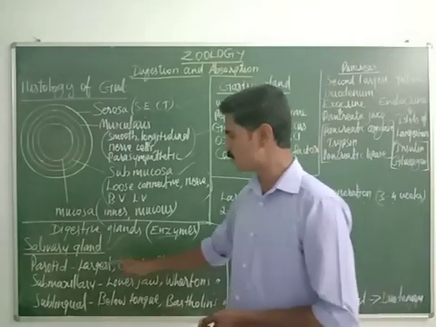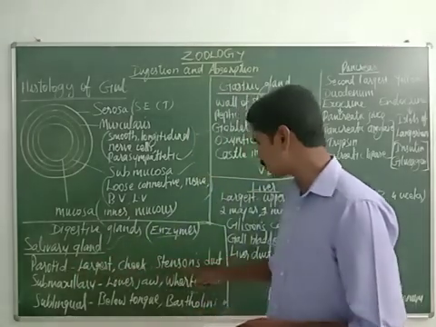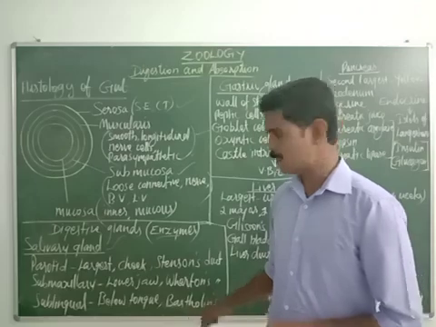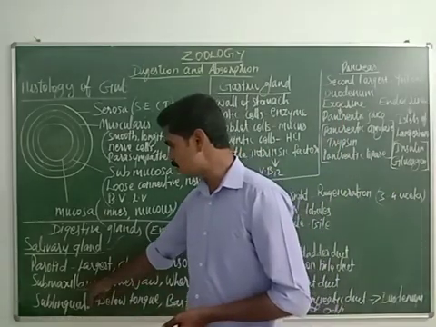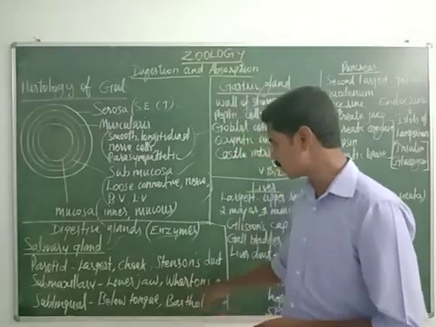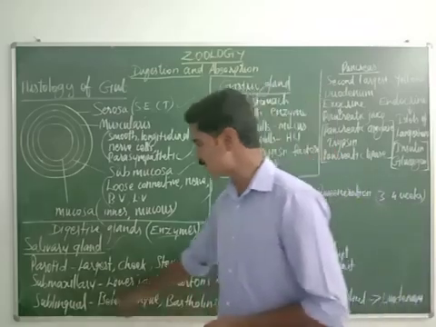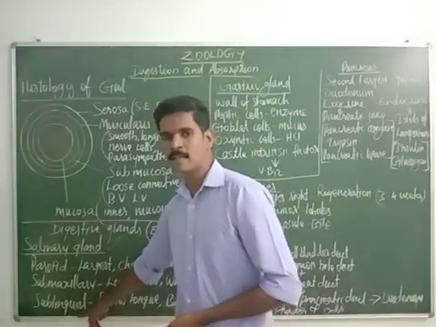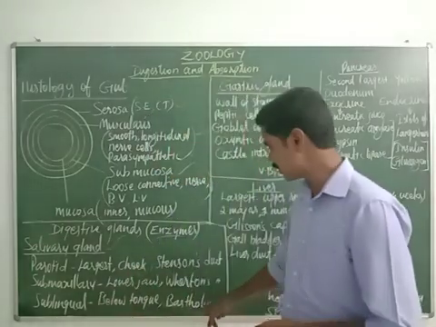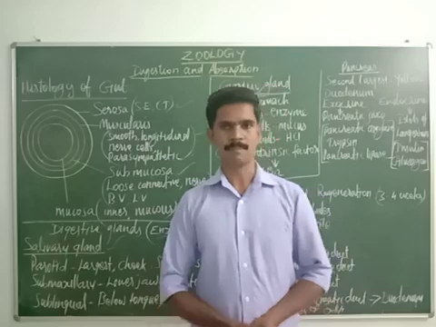The salivary juice secreted by the parotid gland passes through Stenson's duct and is finally released in the mouth. Like that, the salivary juice secreted by the submaxillary salivary gland passes through Wharton's duct and is released in the mouth. The next is sublingual. The salivary juice secreted by the sublingual gland passes through Bartholin's tube and is finally released in the mouth.